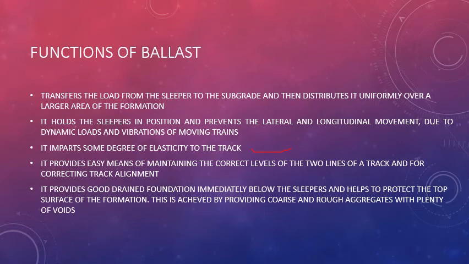It is very necessary that the track should be elastic in nature. It provides an easy means of maintaining the correct levels of the two lines of a track and for correcting the track alignment. That is a main factor for the successful working of a railway track. The levels should be maintained properly during the movement of the train. It provides a good drainage foundation immediately below the sleepers and helps to protect the top surface of the formation. This is achieved by providing coarse and rough aggregates with plenty of voids.